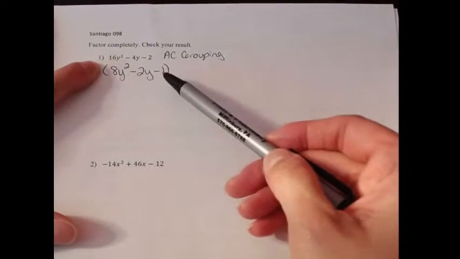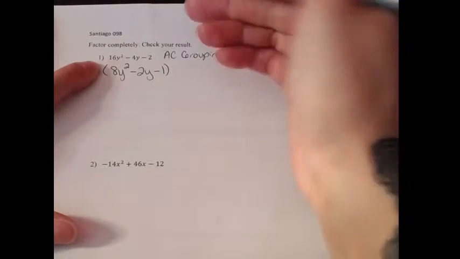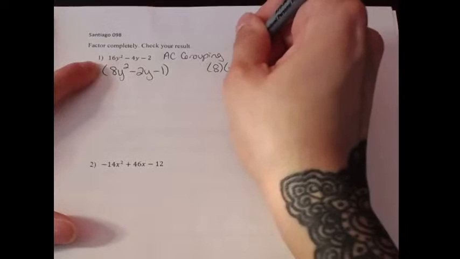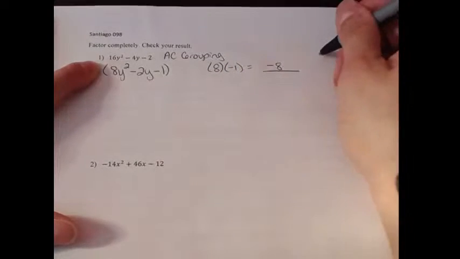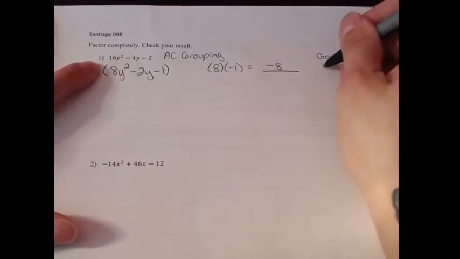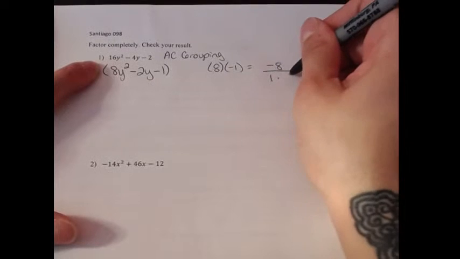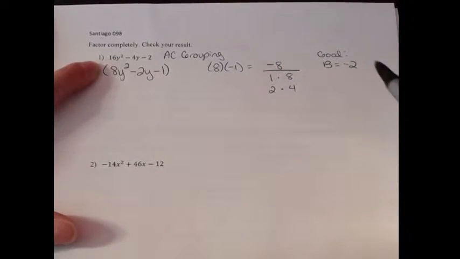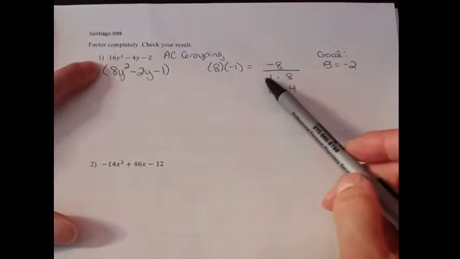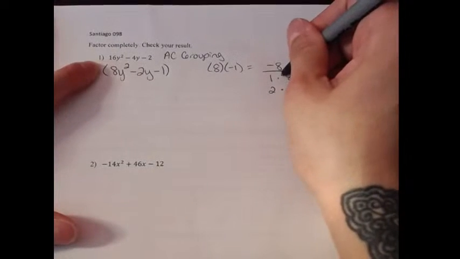So A times C. A, B, C. 8 times negative 1 is going to give me negative 8. And I want factors of negative 8 that give me B, which is a negative 2. So let's write down the factors. 1 times 8, 2 times 4. Note that our goal is to get a negative 2. So when you look at these two numbers, the larger number should be negative.